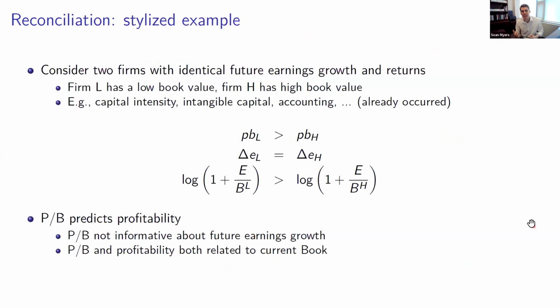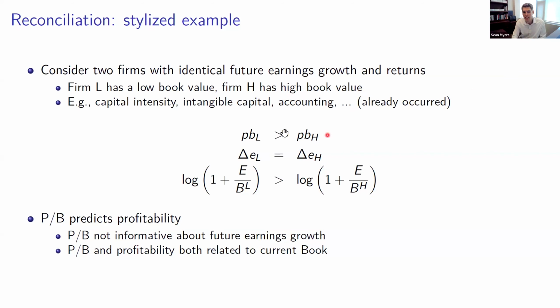Now, to put this together, this is intentionally a very stylized example, but I think it gives a good piece of intuition here for how these results can come about. So consider a case where we have two firms with identical future earnings growth and identical future returns. But one firm L has low book value, while firm H has high book value. This might be due to differences in capital intensity, intangible differences between these firms, or just differences in their accounting standards. The main point here is that this is something that's already occurred. Again, it's nothing related to their future returns, nothing related to their future earnings growth.